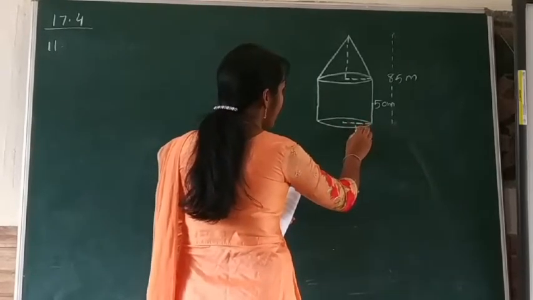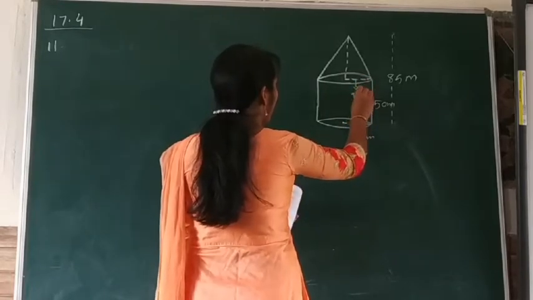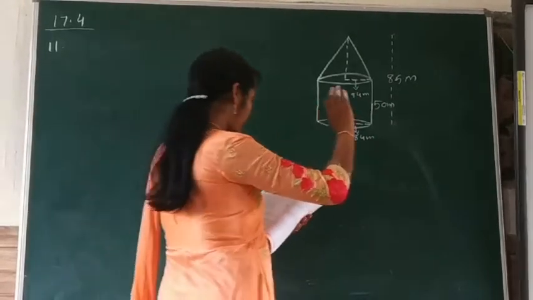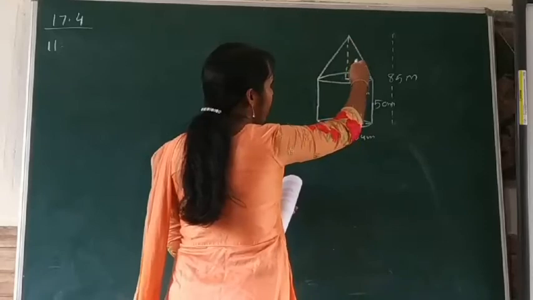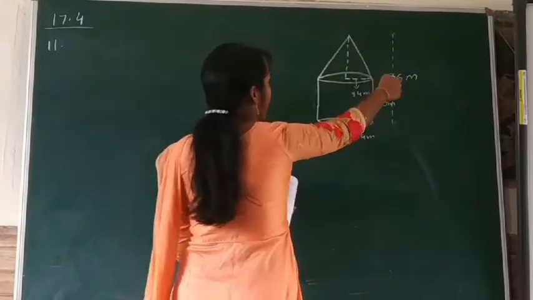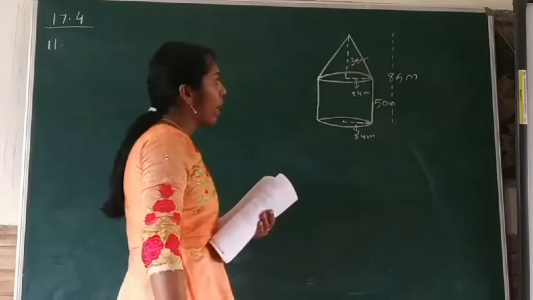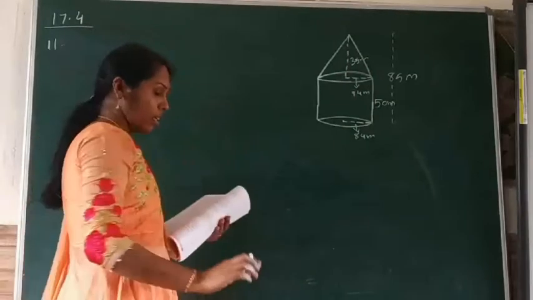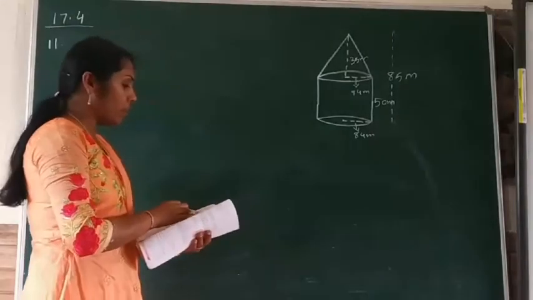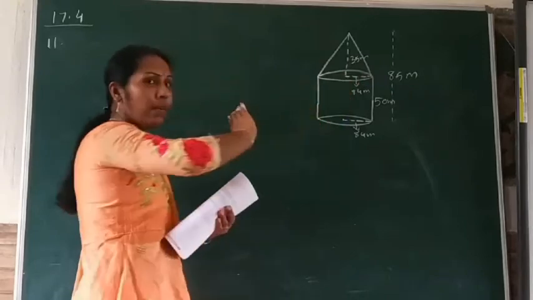Radius of the base will be half of 168, that is 84 meter. Here also this is 84 meter. This is the radius of the base of both the cylindrical and conical part. Now the height of the cone is equal to total height minus the height of the cylindrical part, that is 85 minus 50, that is 35 meters. So these are the given dimensions of both of these solid parts. Now we have to find out the quantity of cloth required. That means we have to find the surface area of the total solid shape.